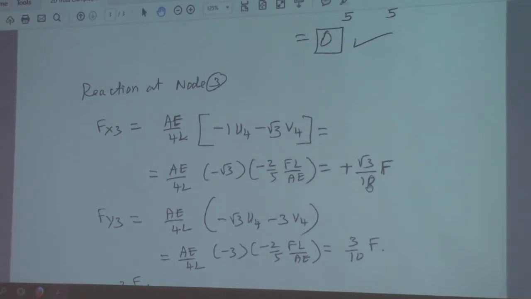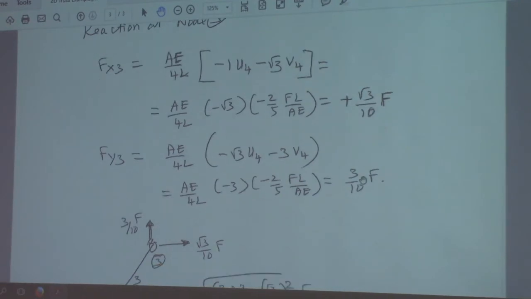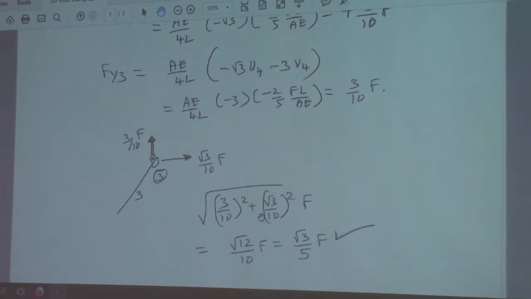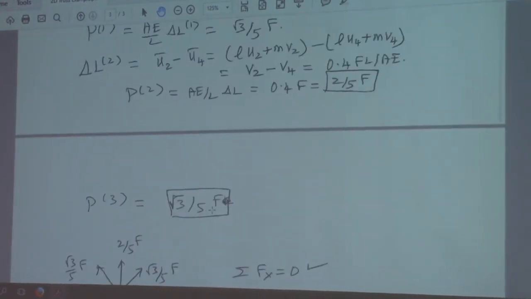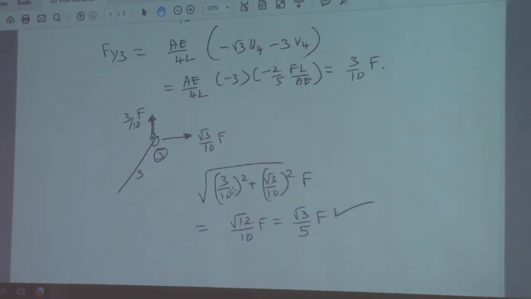Multiply the two matrices. I got Fx3 and Fy3, some weird number. Then I said, let me go check whether it makes sense. So I looked at node 3. I put in the Fx3 and the Fy3 and found the Pythagorean resultant. I got square root of 3 over 5 F, and lo and behold, that member is under tension of square root of 3 over 5 F. That means these two reactions are balancing the tension in this member. So everything checks. It's beautiful.